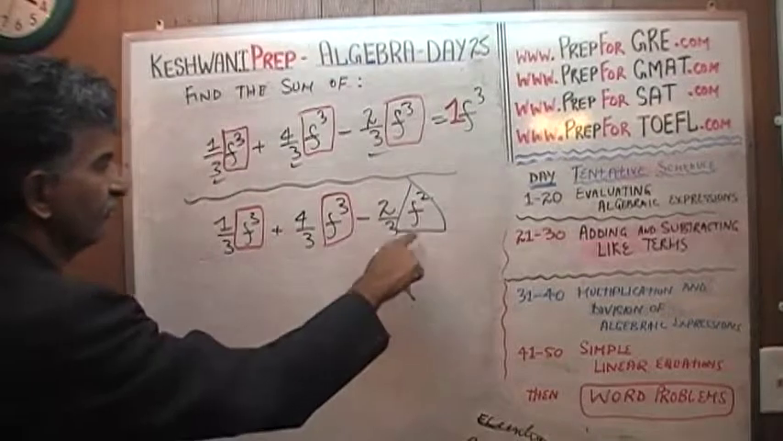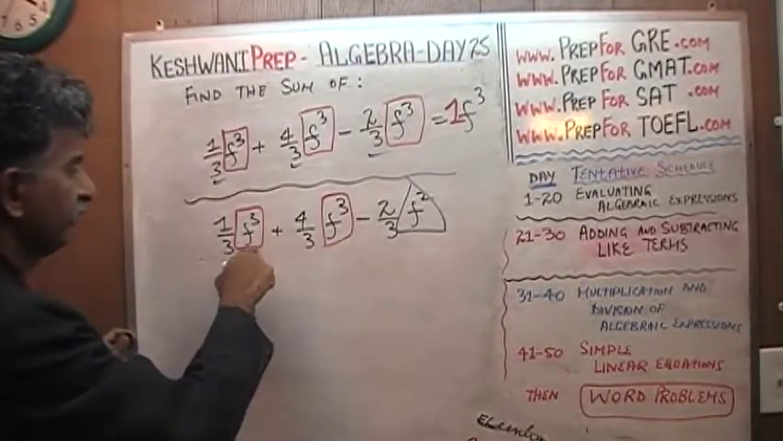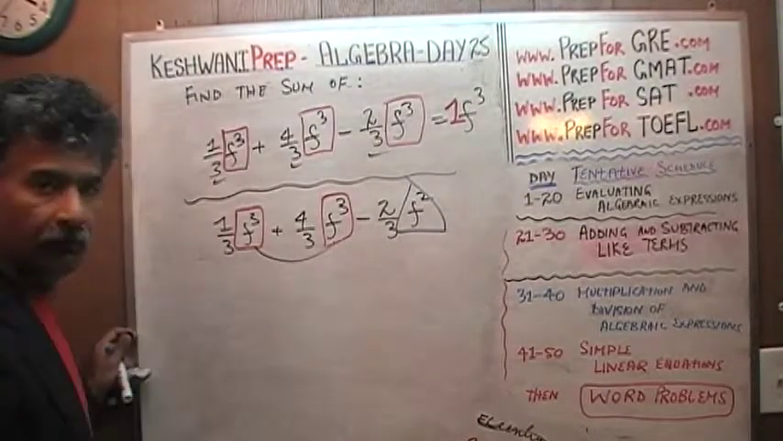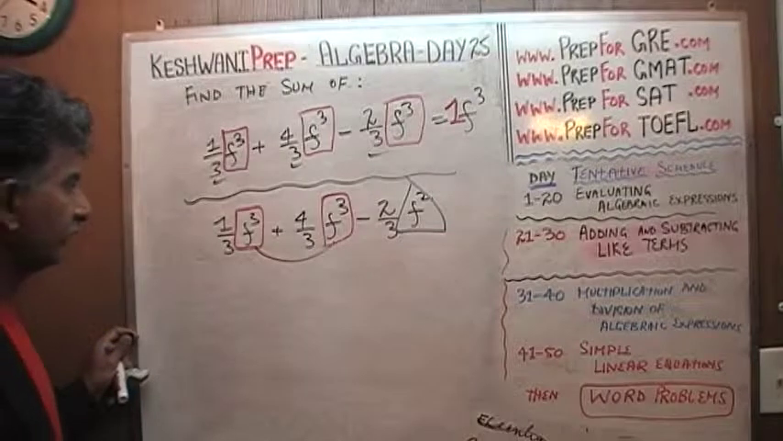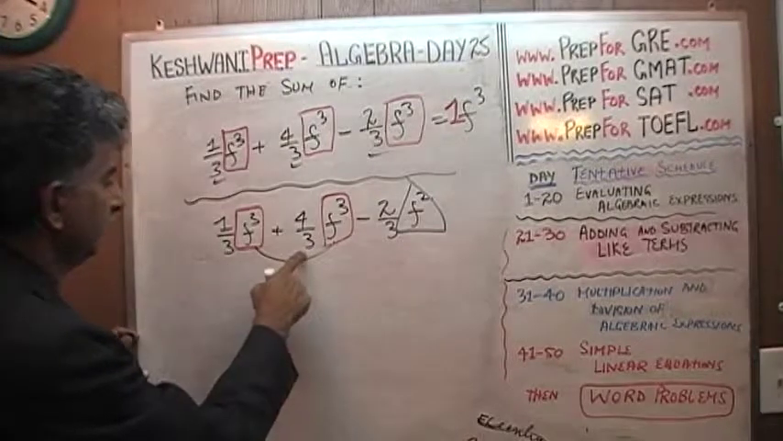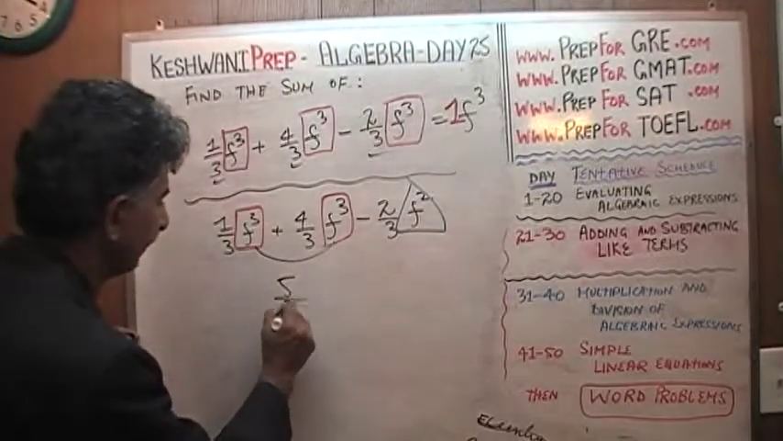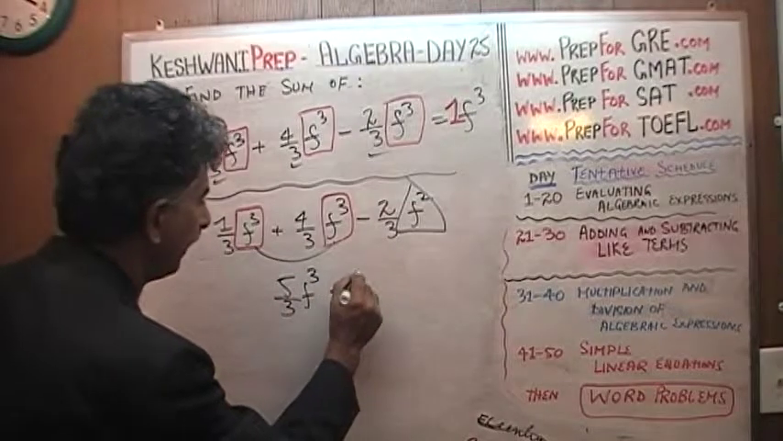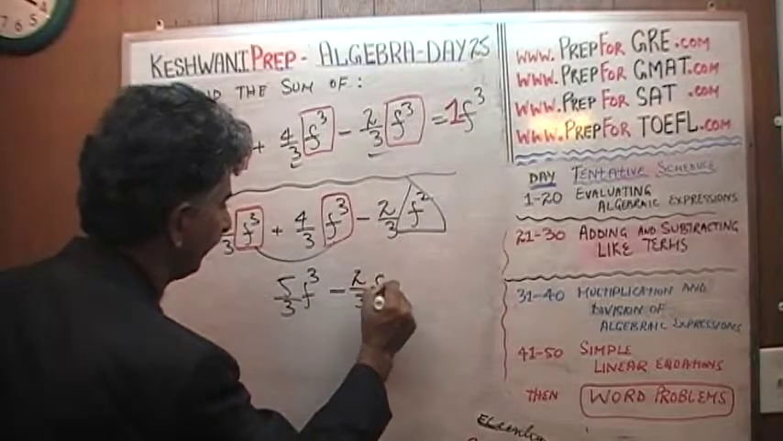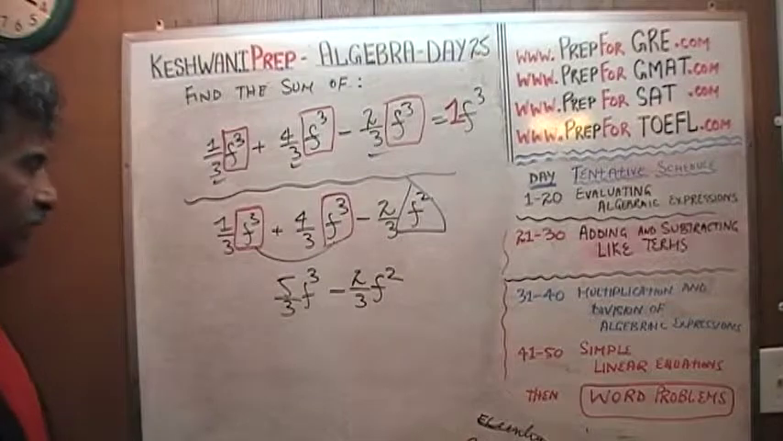So here we have f squared and here we have f cubed and f cubed. These two can be added because they are the same variable with the same exponent. So a 1/3 and a 4/3 is just 5/3. So it's 5/3 f cubed minus 2/3 f squared. That's the answer for this particular problem.